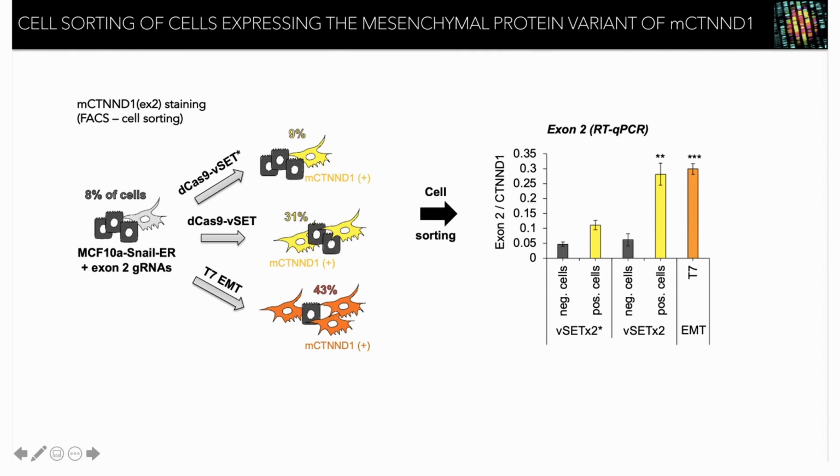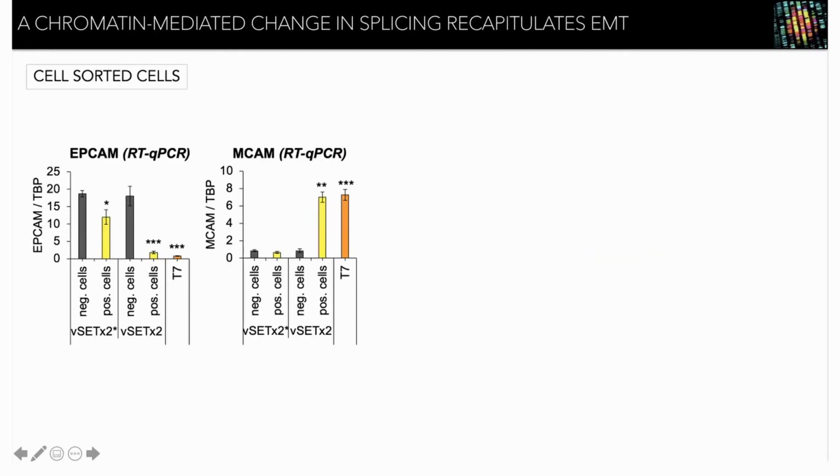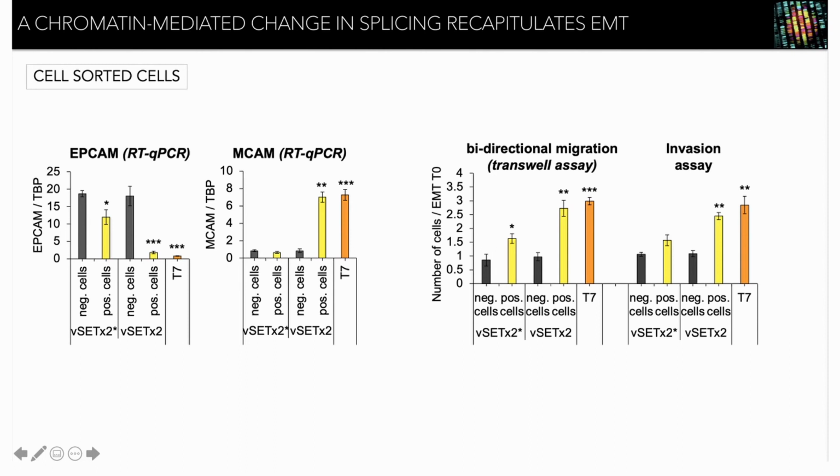And by now looking at the effects on exon 2 inclusion, we will observe that we can totally recapitulate the splicing changes. Now we're changing the splicing exactly at the same levels as EMT. Before we were around 0.2, now we're 0.3. And regarding EMT markers, now we could totally recapitulate EMT. We can really see by RT-PCR and by protein levels by FACS that we have a complete depletion of the epithelial markers and a complete increase in the mesenchymal.